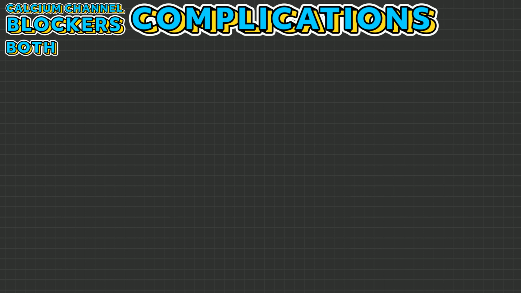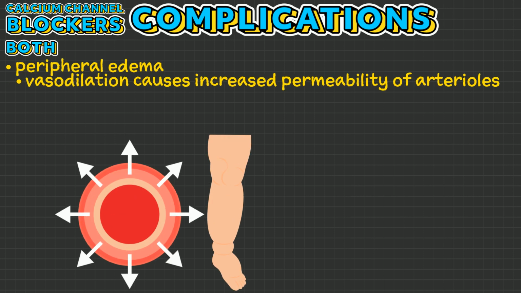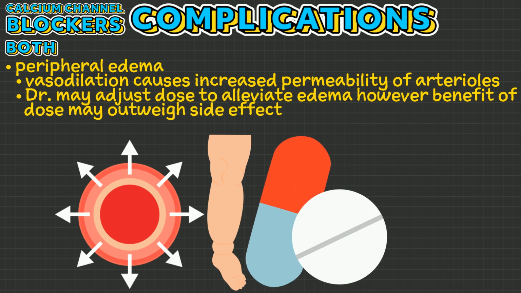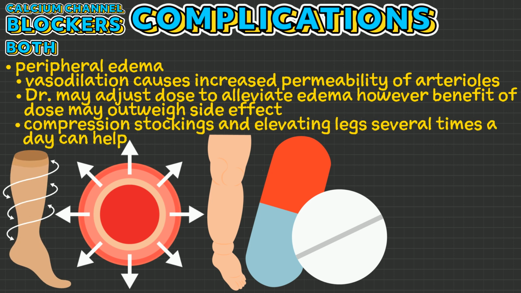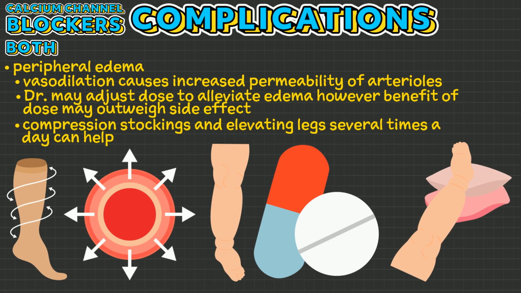Another complication of calcium channel blockers is peripheral edema. This occurs due to vasodilation, causing increased permeability of arterioles. Although a doctor may adjust the dose to alleviate the edema in some cases, the benefit of taking a certain dose may outweigh the side effect. However, wearing compression stockings and elevating the legs several times a day can help.